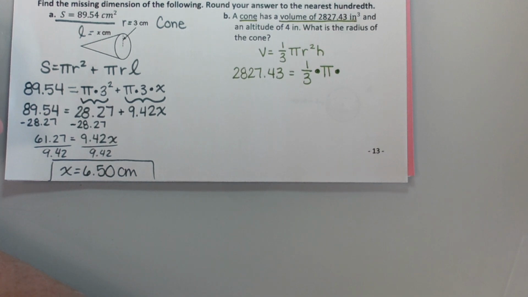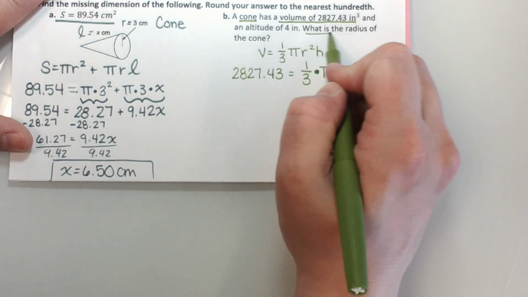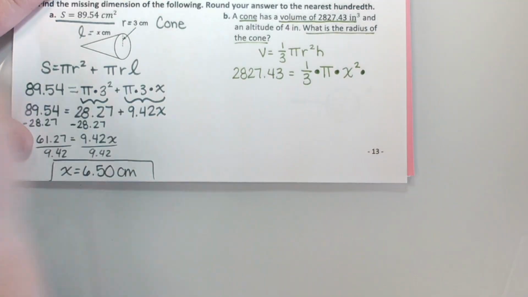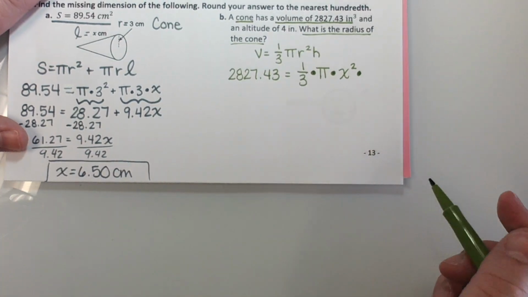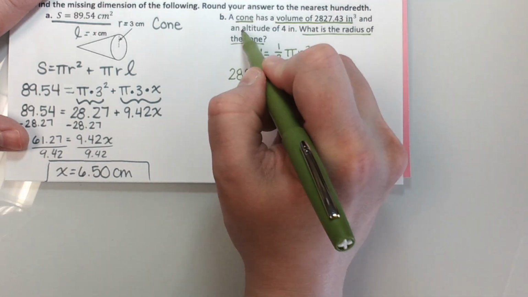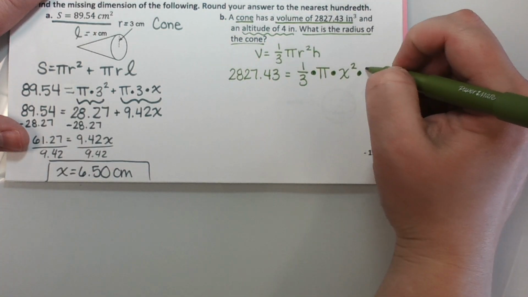Do we know the radius? No, it's what we're trying to solve for. It's got to be x, so we're going to put an x there. Do we know the height? Yes, 4. That says altitude though. True height. Altitude is height.